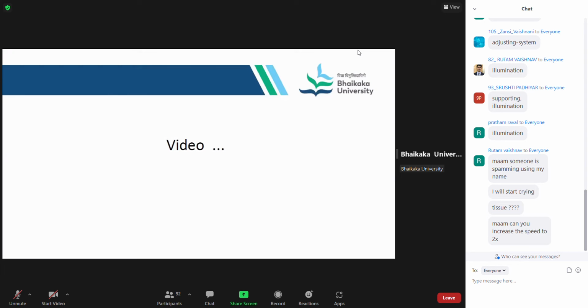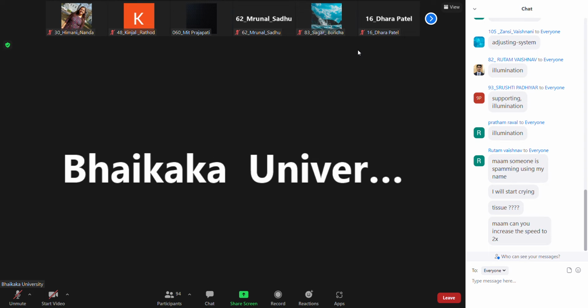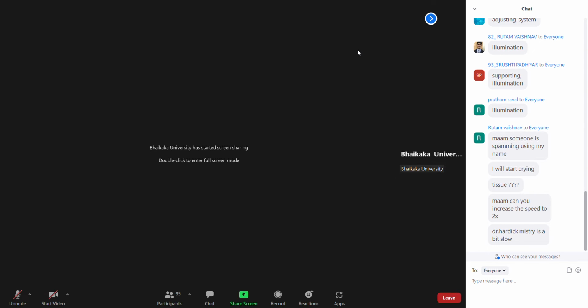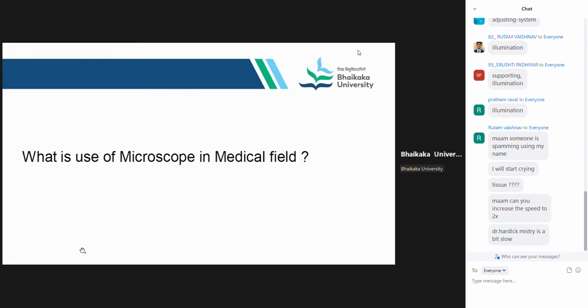Hello everyone. Today we begin with the topic of microscope, and I am going to explain the different parts of the microscope in detail. Illumination system, magnification system and adjustment system. So this is monocular.